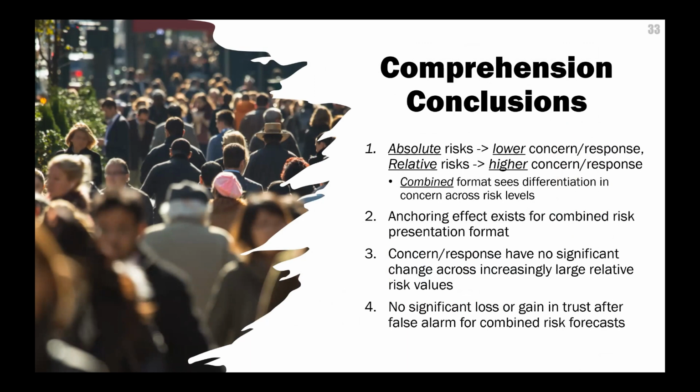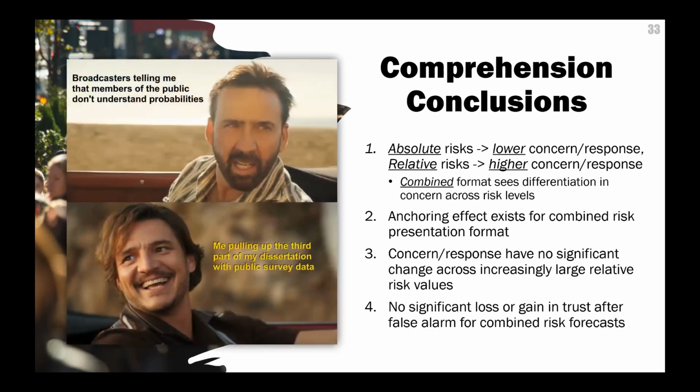And also the concern and response does not seem to have a significant change across increasingly large relative risk values. But there's also not a significant loss or gain in trust after a false alarm for a combined risk forecast, even if that forecast involves a relative risk of like 500 times more likely than normal, which is not what we really expected to see. In other words, that's the broadcasters telling me that members of the public don't understand probabilities, and here's me pulling up the third part of my dissertation to say, let's hold up on that and maybe look at the data first.